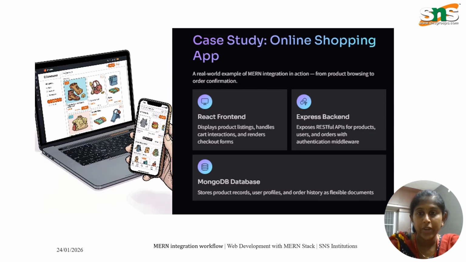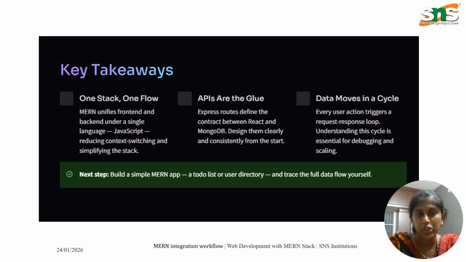Now let's look at a real-time example of MERN integration. Here we are seeing an online shopping application. In this system, React provides a shopping interface where users browse products. Express.js handles APIs for product management, authentication and orders. MongoDB, on the other hand, stores customer details, products and order information. Node.js runs the backend server. When a user places an order, the front end sends the request to the backend. The backend stores the order in MongoDB and the response is displayed instantly. This demonstrates how all MERN technologies work together in a real-time application.